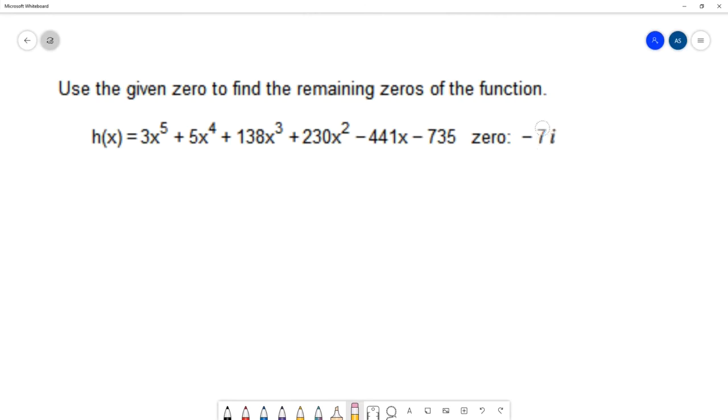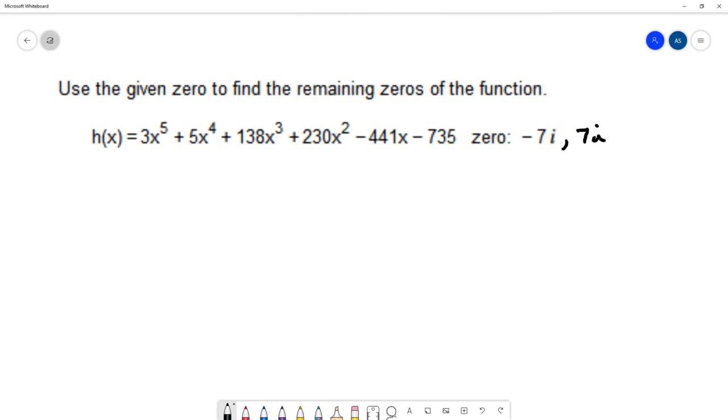So it makes me think maybe we'll use the conjugate pairs theorem. So I just need to check to make sure all of my coefficients are real numbers, and they are, so that means that the conjugate pairs theorem is valid. And we have a second 0 of a positive 7i. That's the conjugate of negative 7i.